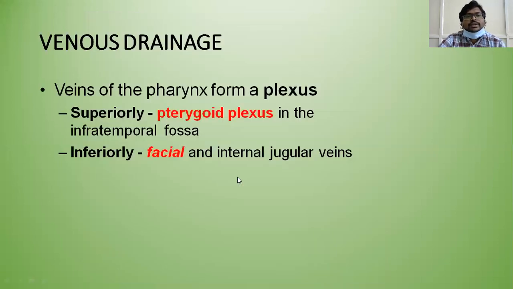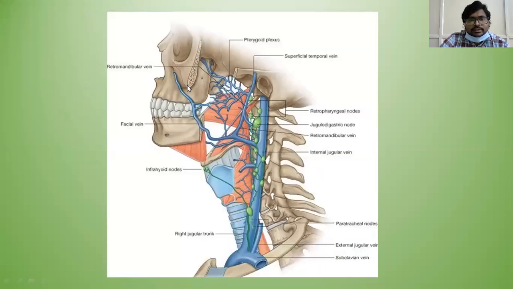Now coming to venous drainage. Veins from the pharynx form a plexus. Superiorly, it is formed by the pterygoid plexus. Inferiorly, the blood is drained by the facial vein. Ultimately, this pterygoid venous plexus and facial vein drain into the internal jugular vein.